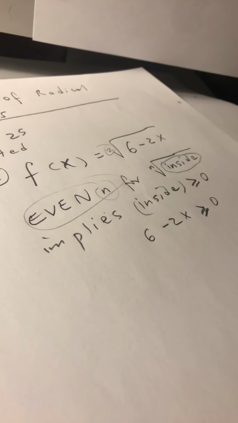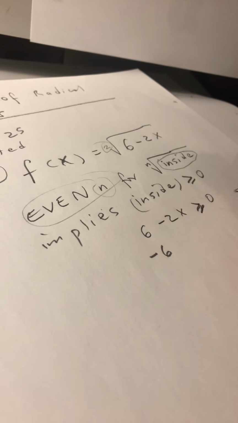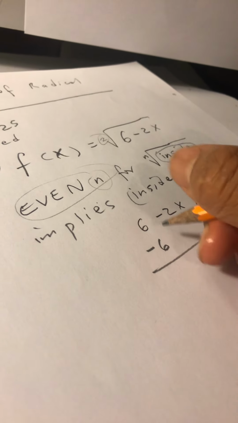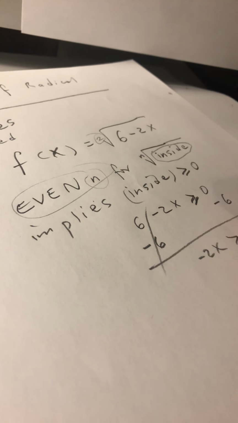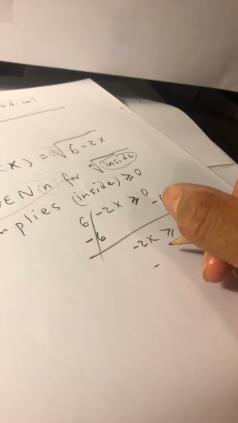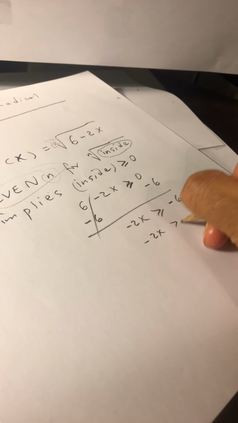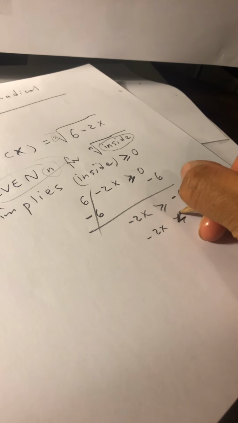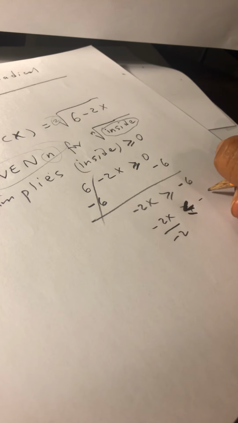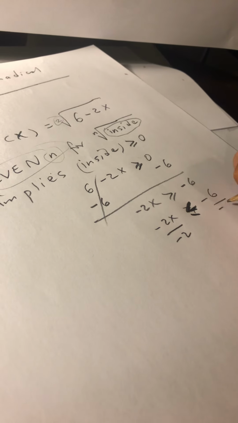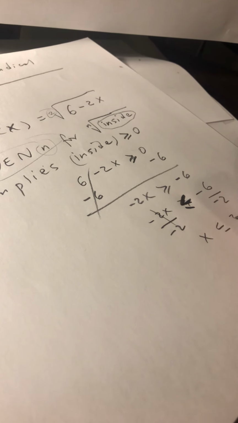And so what you can do here is, I'll go the straightforward way, subtract 6 from both sides. And I have negative 2x is greater than or equal to 0 minus 6, which is negative 6. And now I want to divide by negative 2. If I'm going to divide by a negative, I have to switch the inequality. So that gives me x is less than or equal to 3.